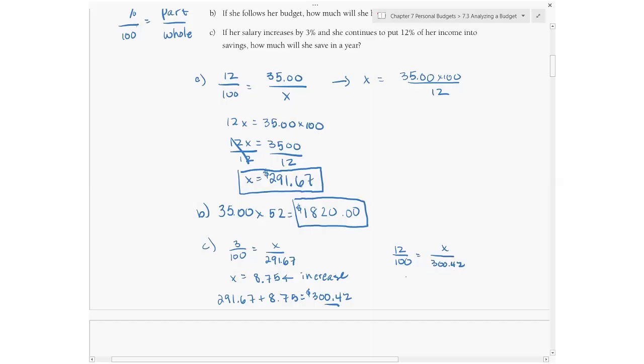by that, because it's the same thing we're doing here. But let's do it as a proportion. 12 times 300.42 divided by 100. She's putting $36.05 a week in. But we want to know how much she will save in a year. So 36.05 times, again, 52 weeks in a year. So 36.05 times 52, and it's $1,874.60. Let's go back and make sure we're actually answering the question, how much will she save in a year? And that's how much she will save in a year.